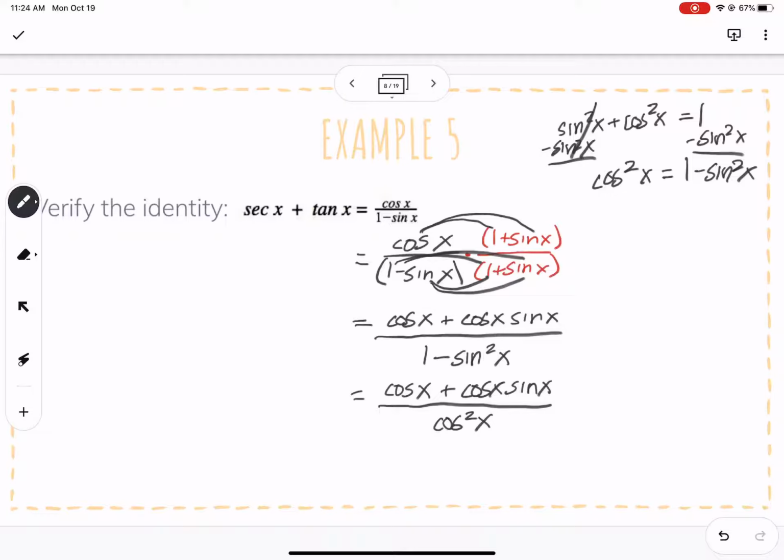All right, so now if we take a look at the beginning of the problem, we're trying to get to something that looks like secant plus tangent. So we're going to have to separate this numerator somehow. Well, we can definitely do that. I can rewrite this as cosine x all over this denominator, cosine squared x, and then I'll bring down my plus.